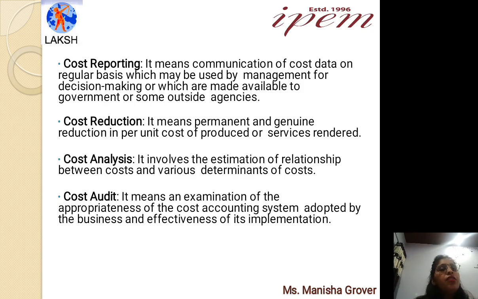Then next is your cost analysis. Cost analysis means we can analyze the cost with the various determinations of cost. If we talk about the fixed cost, the variable cost, the semi-variable cost, or the marginal cost, we can analyze and evaluate it with the help of various costs, because cost accounting covers each and every cost, which we can analyze and evaluate briefly. Then next is your cost audit.